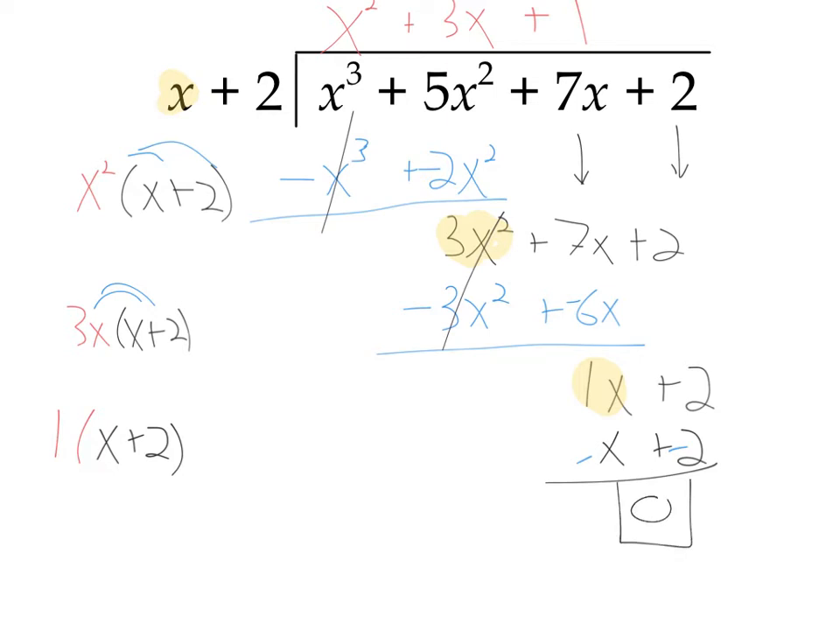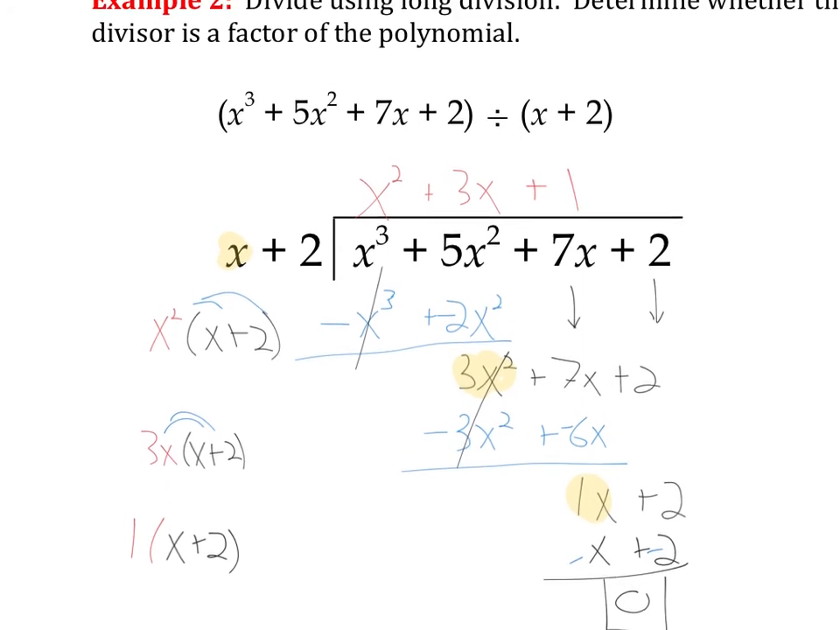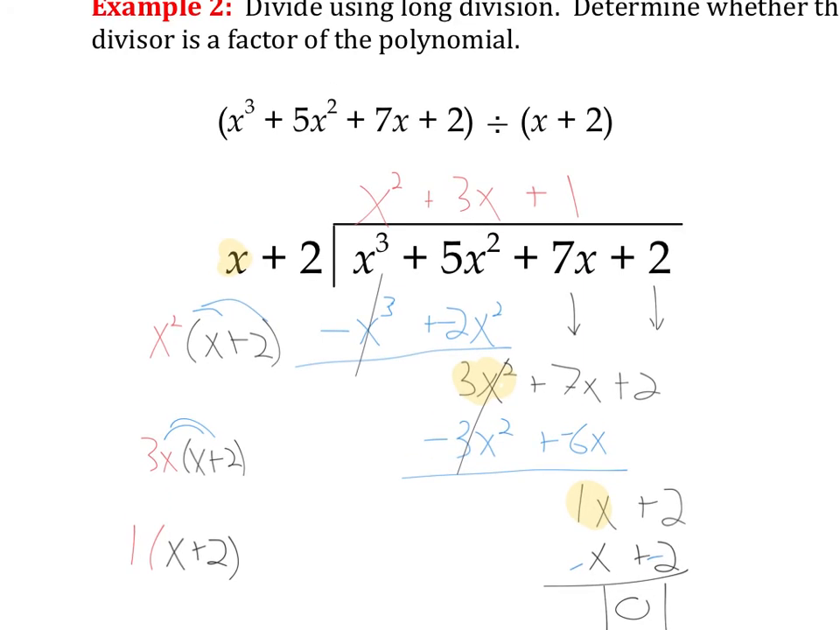Yay! If we have a remainder of 0, that means our divisor is a perfect factor. So if I was trying to factor this expression, x to the third plus 5x squared plus 7x plus 2, x plus 2 would be a perfect factor of that. Or if I were trying to graph this polynomial, I know that there would be an x-intercept at -2, since this divides out perfectly from that.